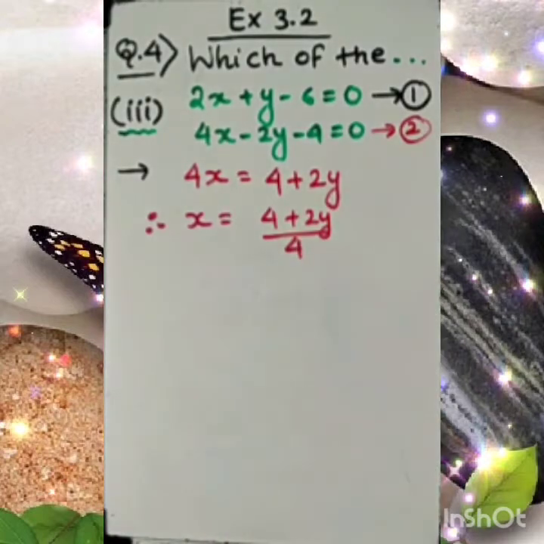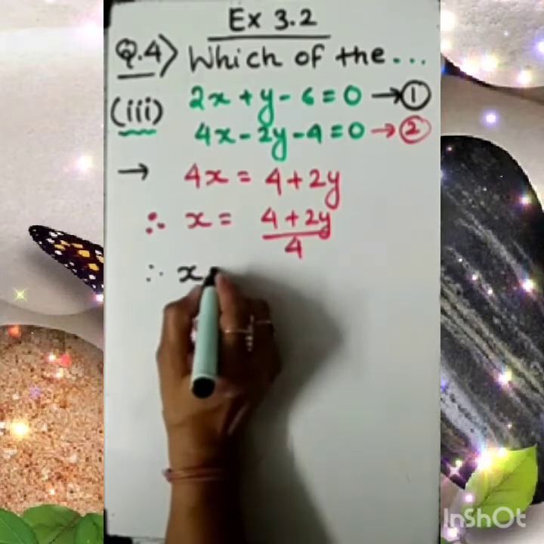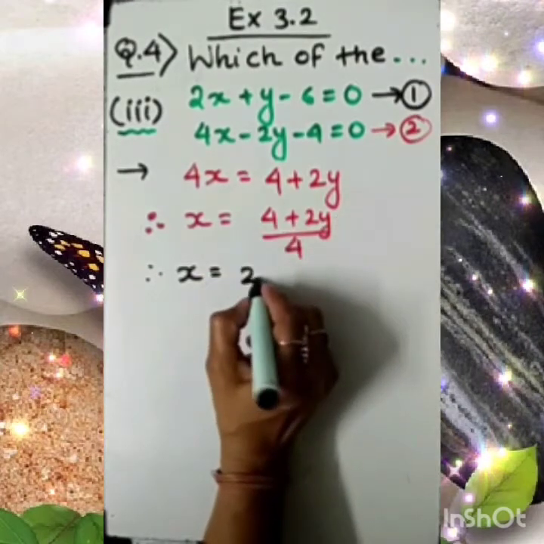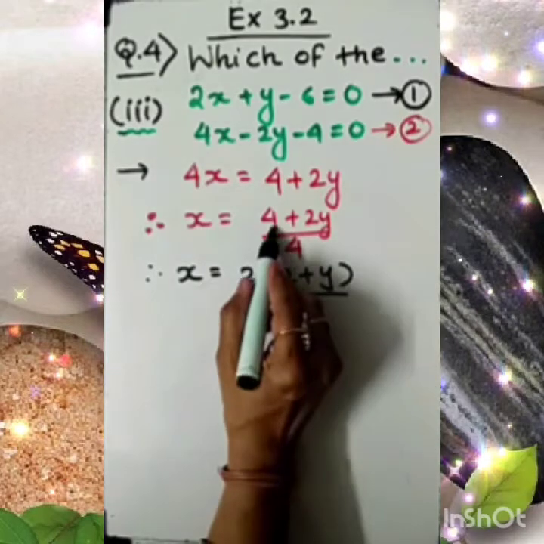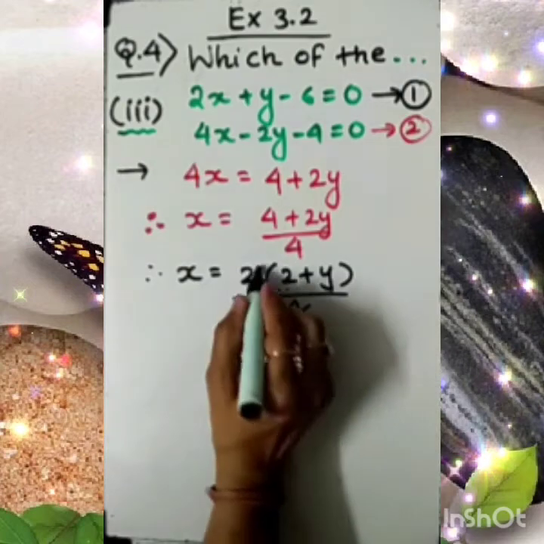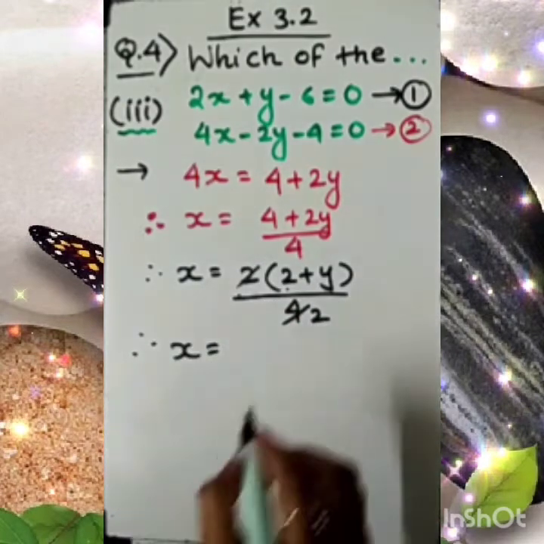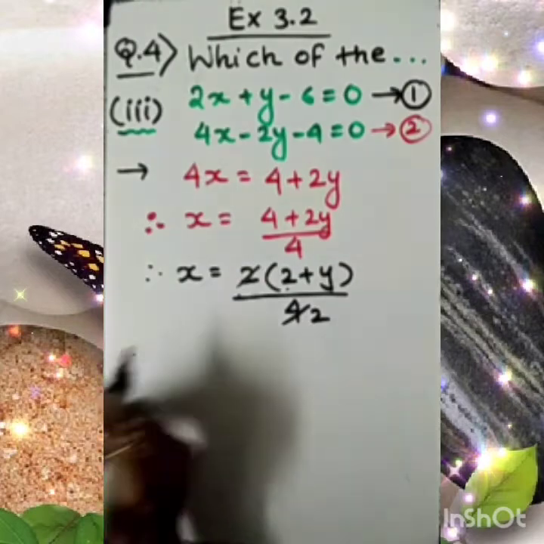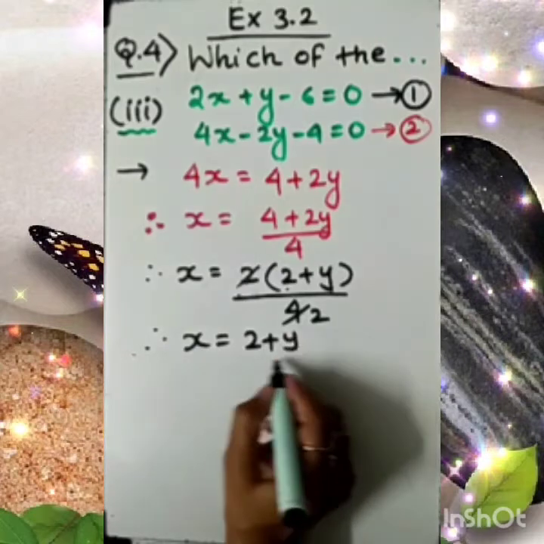Okay, there are two options. Either you can take something common and go with that, or directly we can move ahead. Suppose we take 2 common from the numerator, then we have 2 plus y, because 2 times 2 is 4 and y will be here. Here it is 4, so we need to work with the 2. So after simplification, our equation will become x equals 2 plus y by 2.